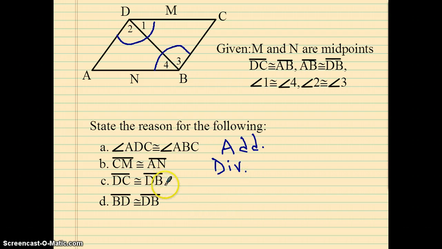And then DC and DB, well, we know DC is congruent to AB, AB is congruent to DB, so we can do a little switcheroo here, and by the transitive property, we know that DC is congruent to DB. Now, I'm curious to see what your opinion was on part D here, because this is actually a postulate that we have yet to cover.